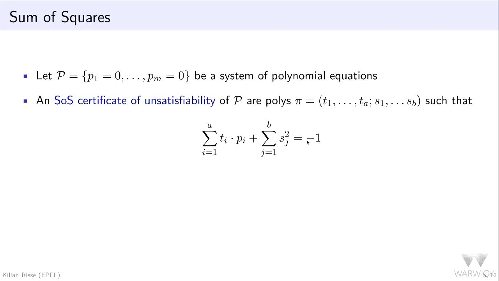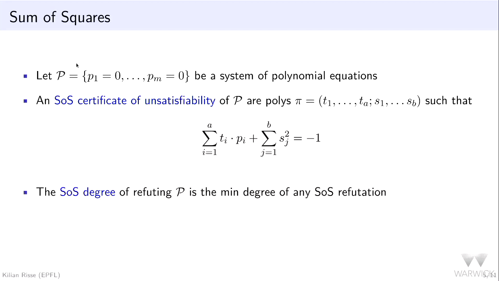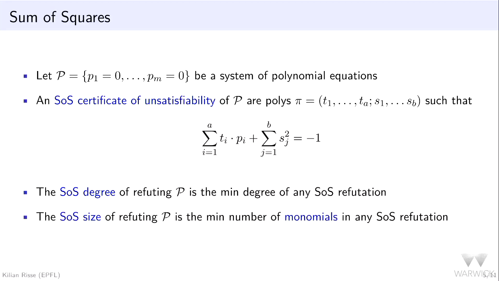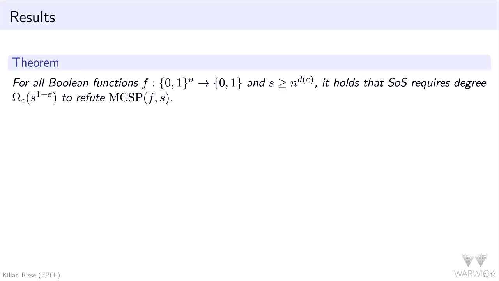And this is a refutation, and it exists if and only if P, the system of polynomial equations, is unsatisfiable, meaning it doesn't have a common root. Okay, then some standard measures. The SOS degree of refuting P is the minimum degree of any SOS refutation, and the SOS size of refuting P is the minimum number of monomials in any SOS refutation of P. Okay? Good.